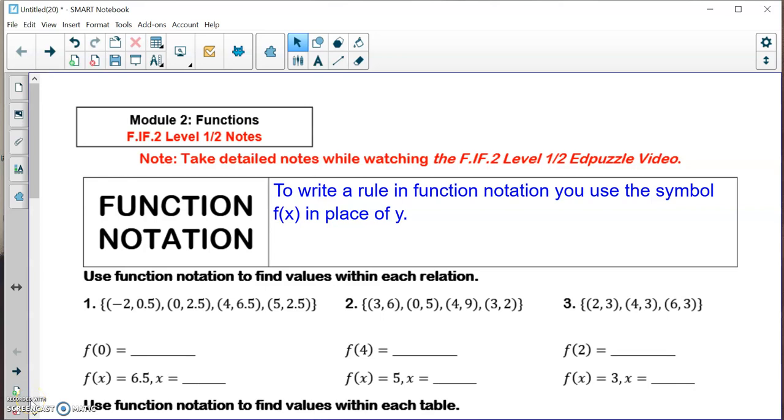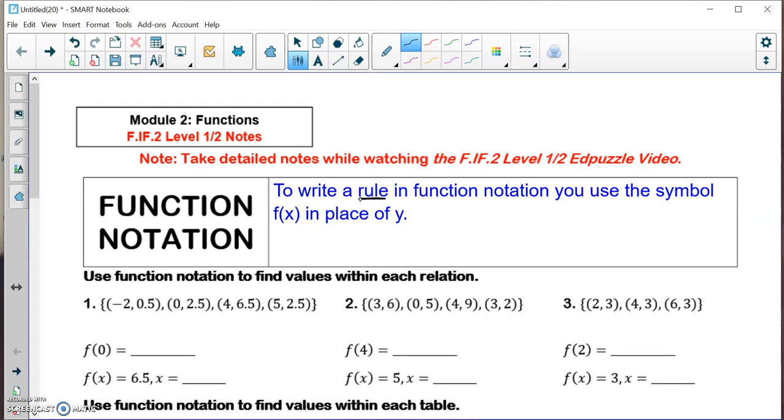Everyone, so welcome to F.IF.2. We are going to be learning function notation. And now we use function notation to write rules for functions. And when I say rule, it could be in an equation.